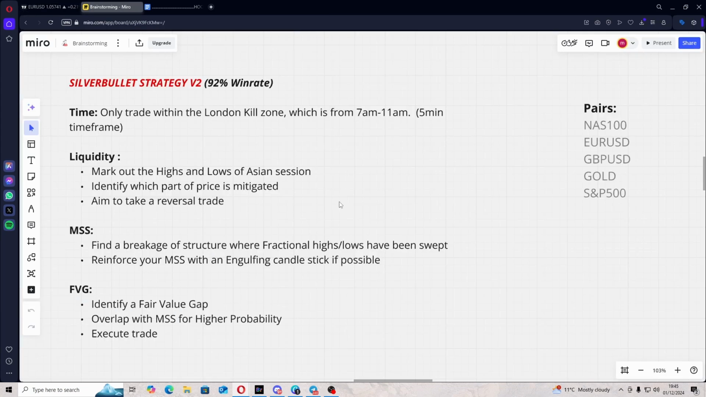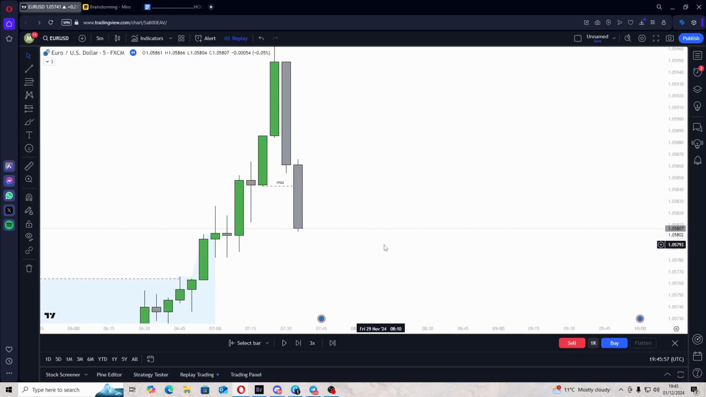And next, what we're going to be doing is identifying the fair value gap, and it's better if it overlaps with the market structure shift for higher probability, and then we just execute the trade.